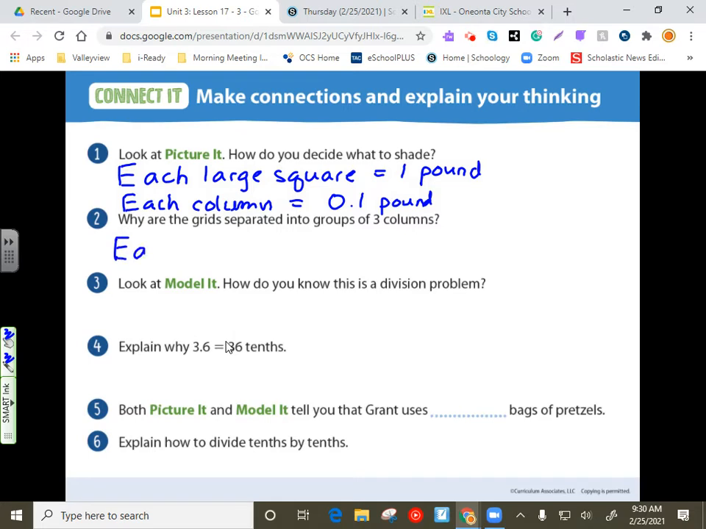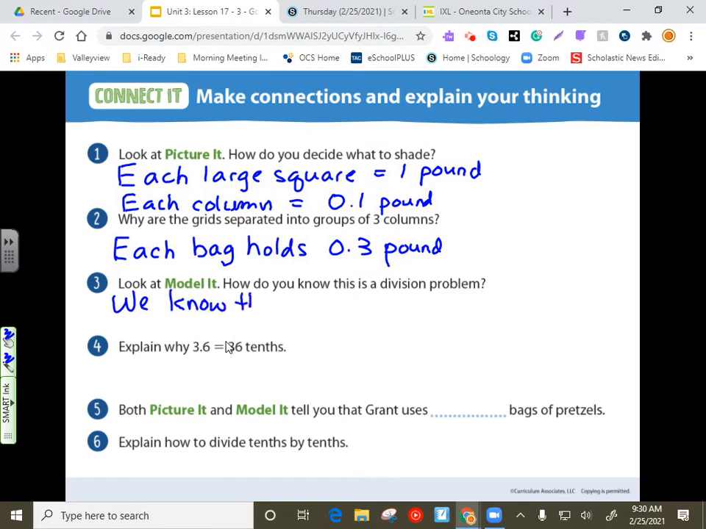Because each bag holds 3/10 pound. Again, the column equals a tenth of a pound. Model it is when we switch things around to make multiplication. How do you know this is a division problem? The best way to answer that is this.